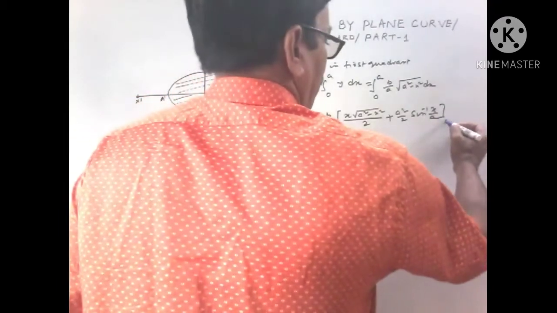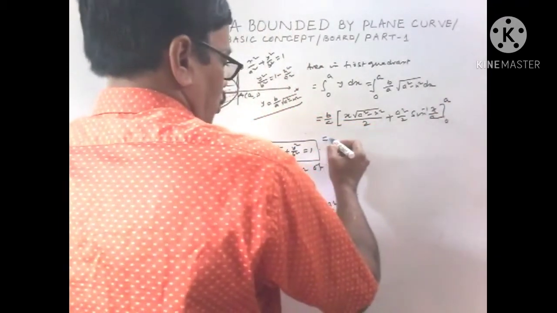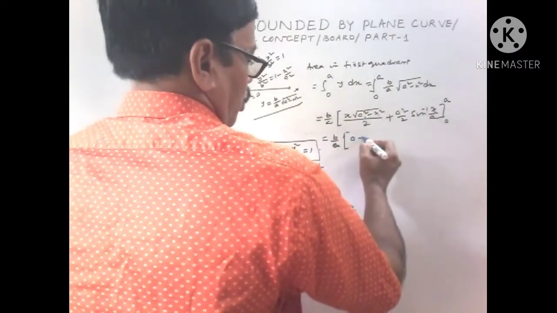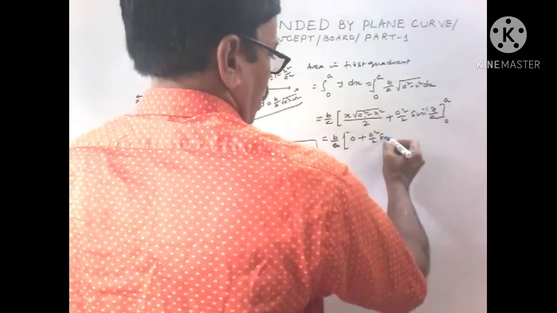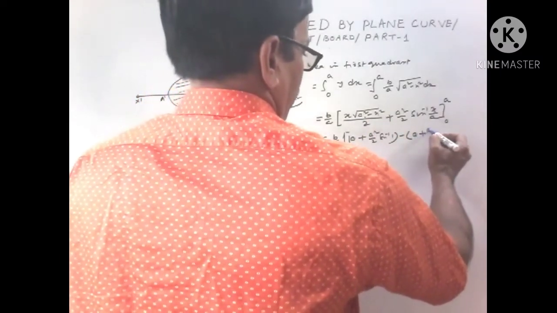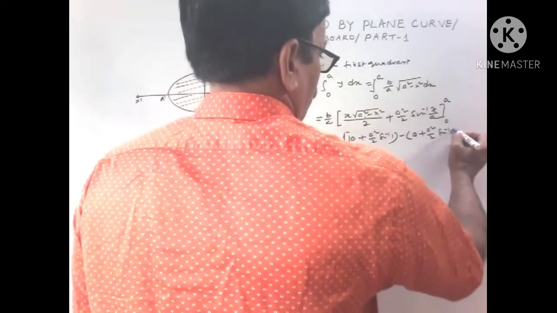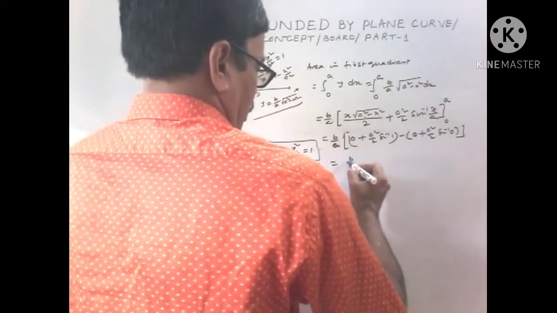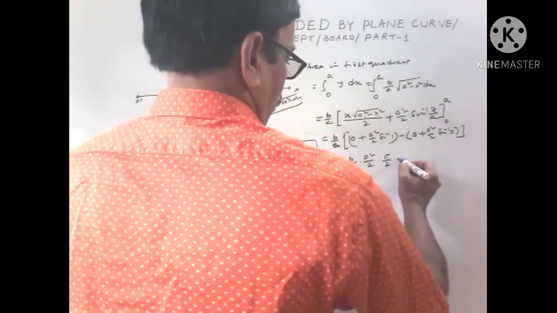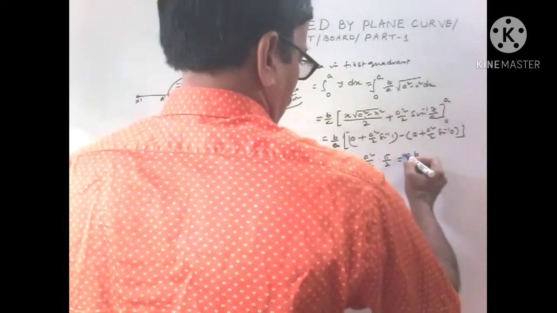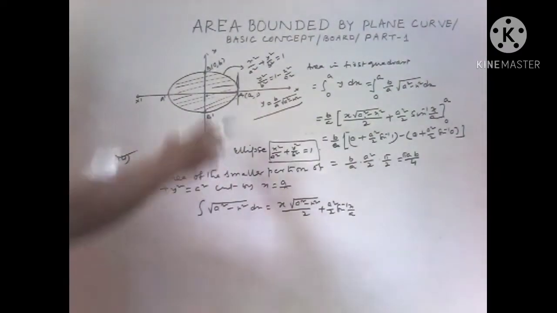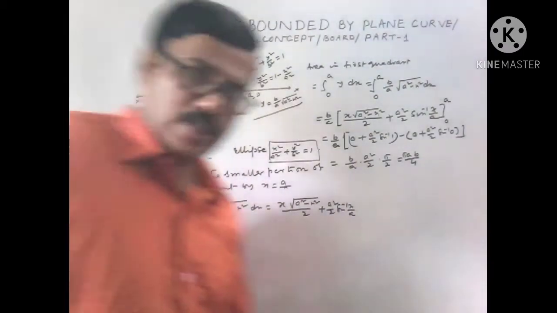Now it is a definite integral 0 to a. So b by a outside. If you put a, this first term is 0, so a square by 2 sine inverse 1. And if you put 0, this is 0, a square by 2 sine inverse 0. So we get b by a into a square by 2 into pi by 2. So pi ab by 4. So it is the area in the first quadrant.